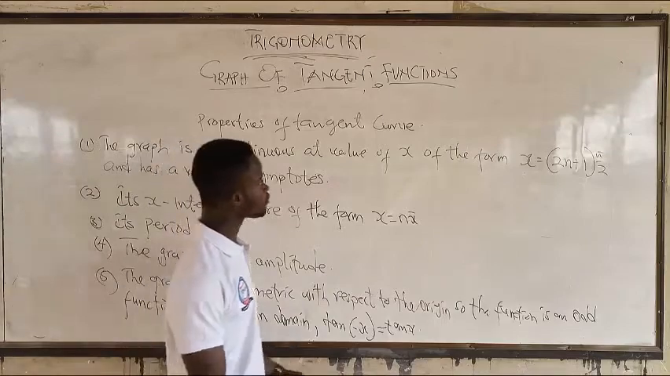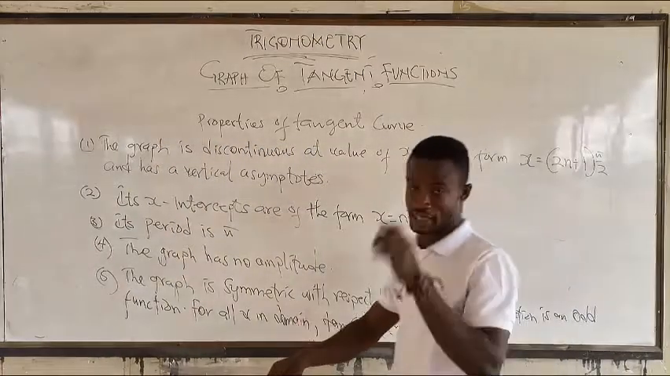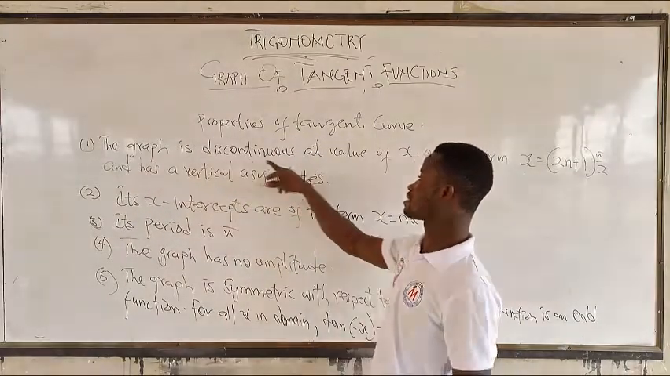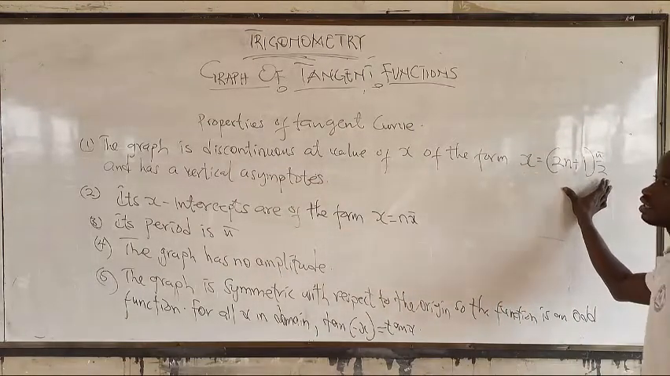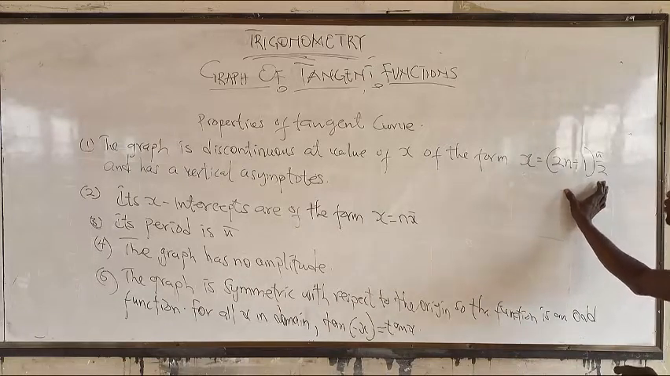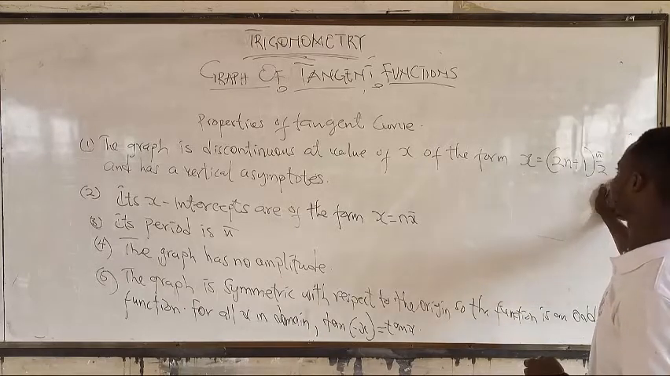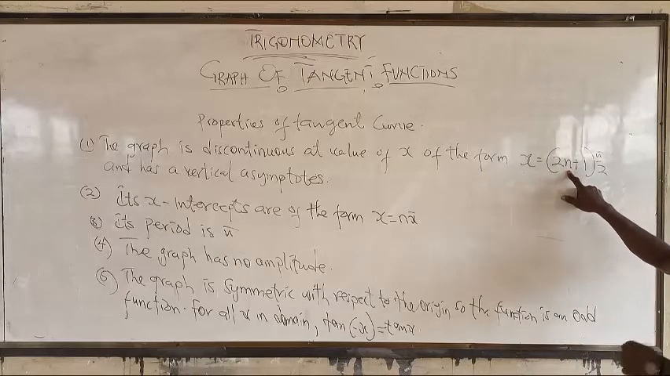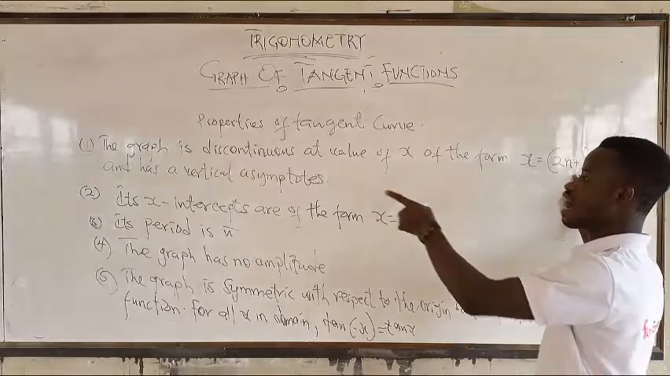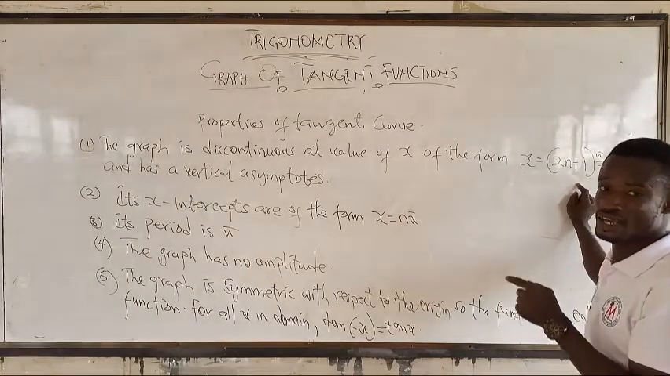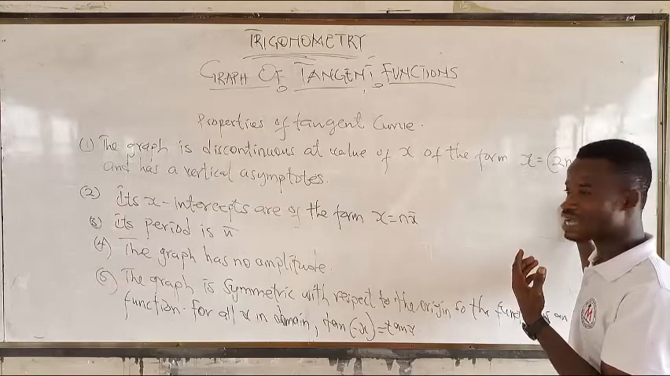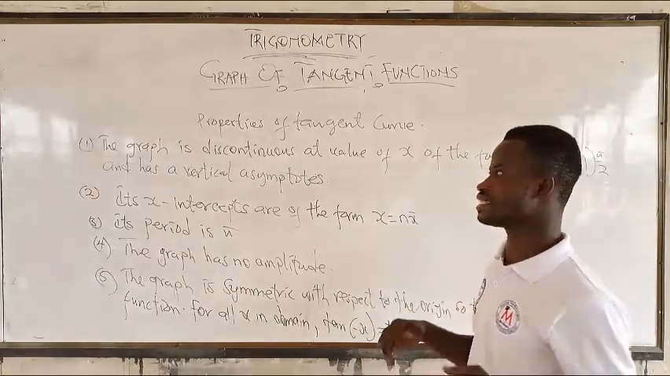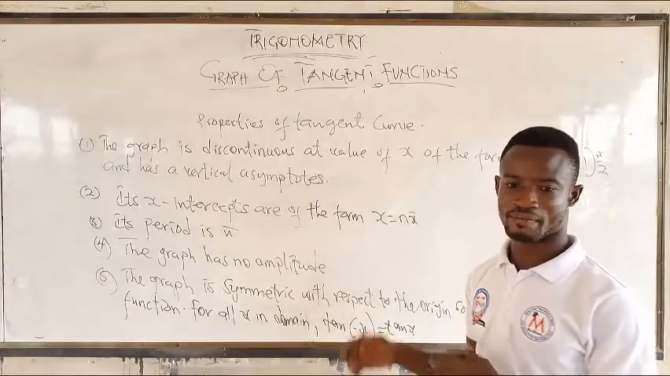Alright, so those are the properties of the tangent curve. The first one is that, in case you can see it well, the graph is discontinuous at values of x of this form. It's discontinuous at values of x of the form x equal to (2n plus 1) multiplied by pi over 2. So we are saying that n is an integer, so n can be 1, can be 2, can be 3, can be anything, and it has a vertical asymptote. You know it has a vertical asymptote. And it's not that it's having a vertical asymptote at only negative pi on 2. Sorry, let me check.